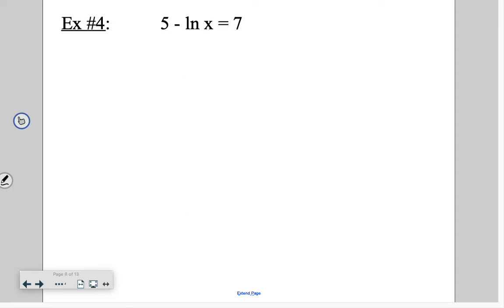Let's keep going. I told you we were going to go back and forth. Try this one. Solve for x. Get the log by itself. Switch forms. Solve.